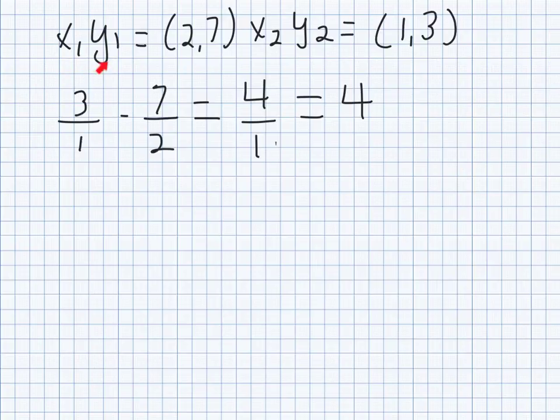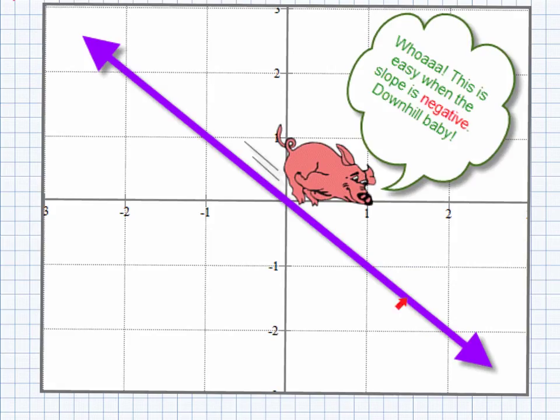And another last example here. We have x1, y1 is 2 and 7, and x2, y2 is 1 and 3. We end up with 3 minus 7 over 1 minus 2 equals negative 4 over negative 1, and that works out to be just 4. Now this slope is going the opposite way from the positive one, and this is a negative slope. So you can see that it's the exact opposite of the positive slope.